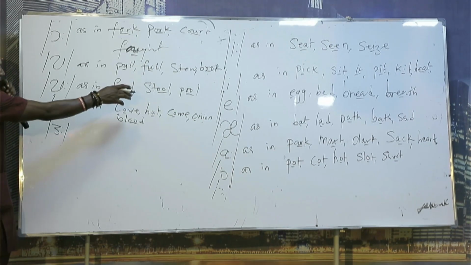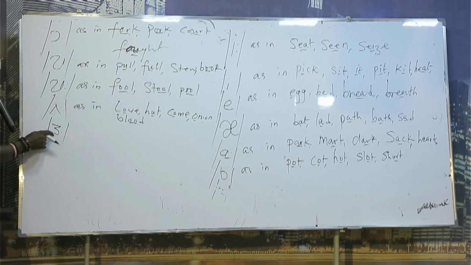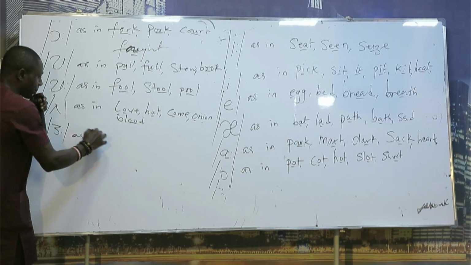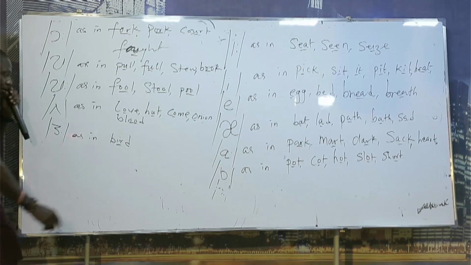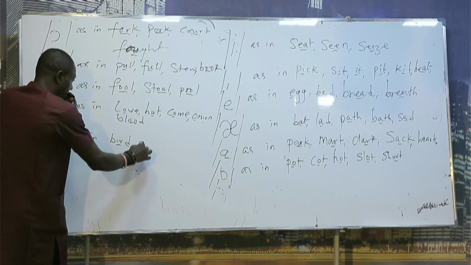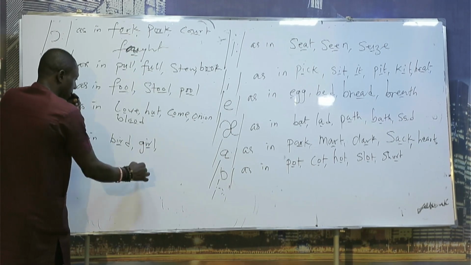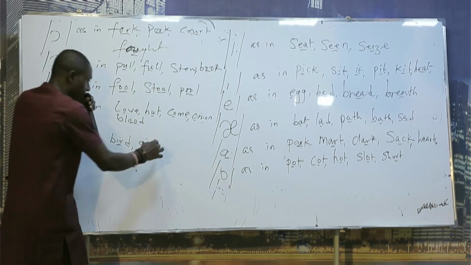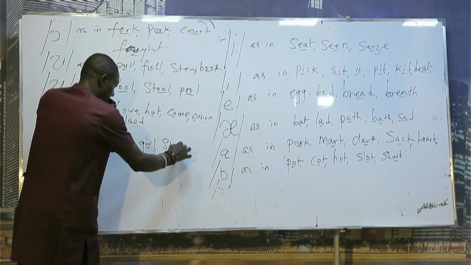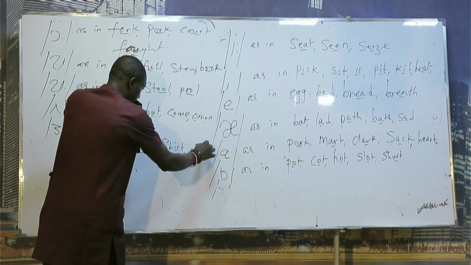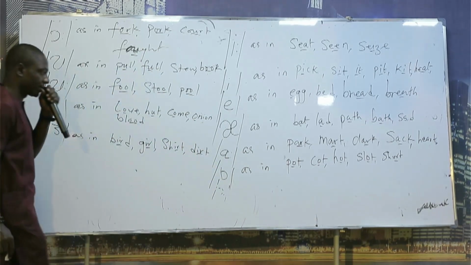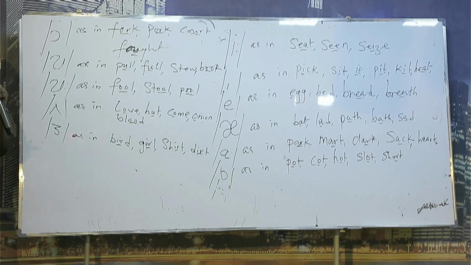Then number 11 is the long version of number 3. Number 3 is short, while number 11 here is the long version. As in bird. Bird, okay? And then girl. And then what again? Short. And then dot. Then float and the rest of them.